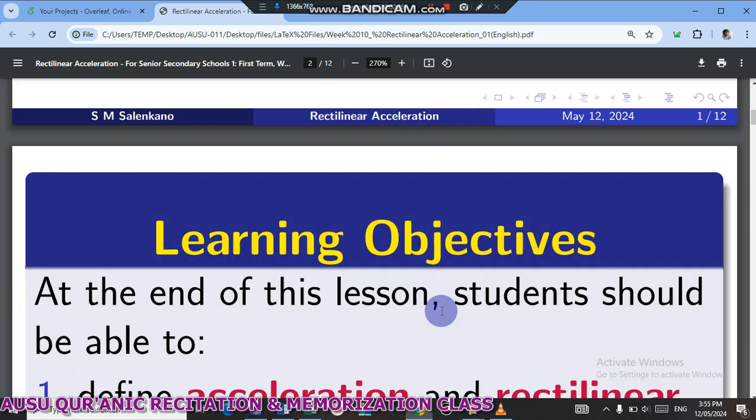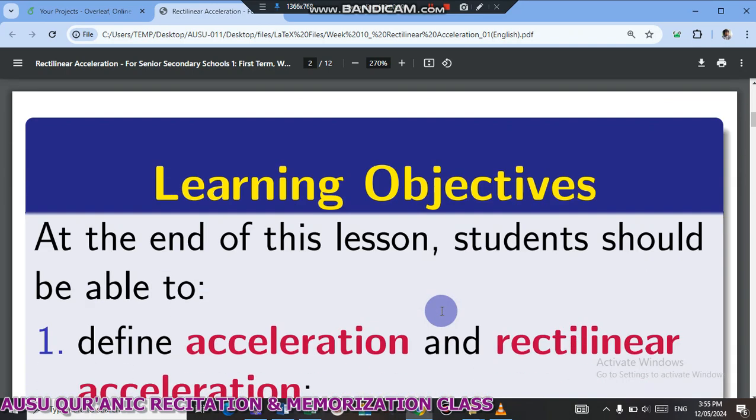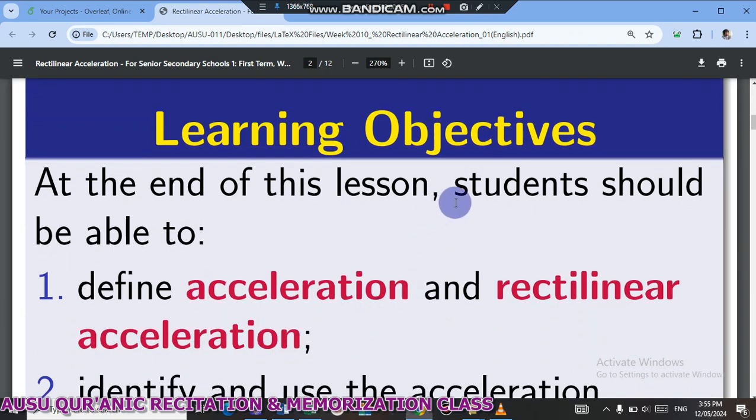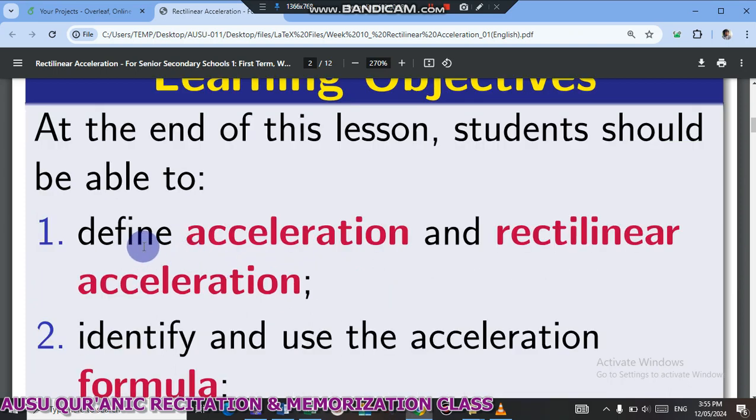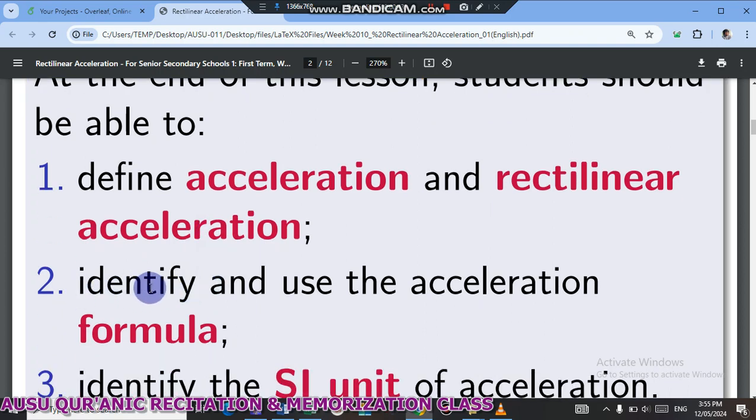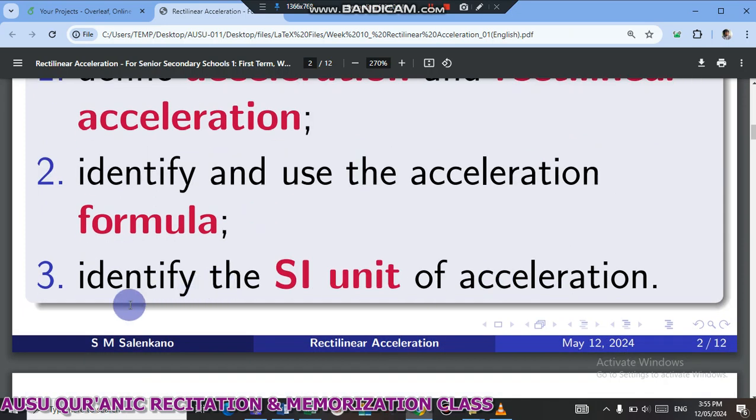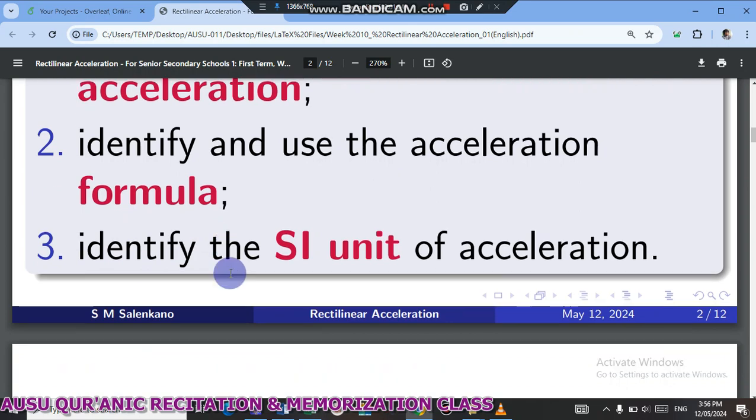Now let us look at the learning objectives. These are activities that students should be able to do at the end of this class. At the end of this lesson, students should be able to, number one, define acceleration and rectilinear acceleration. Number two, identify and use the acceleration formula to solve problems on acceleration. Number three, identify the SI unit of acceleration. This is a unit that is internationally agreed by scientists all over the world.